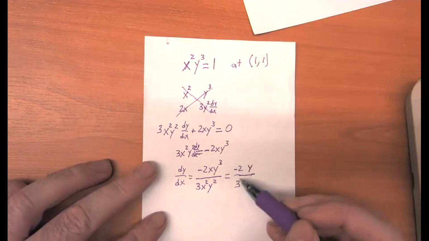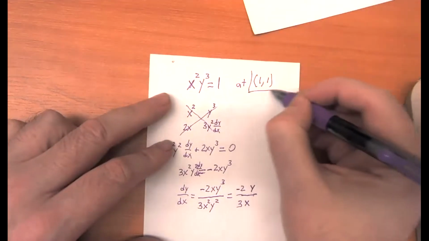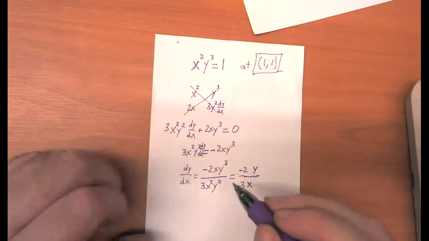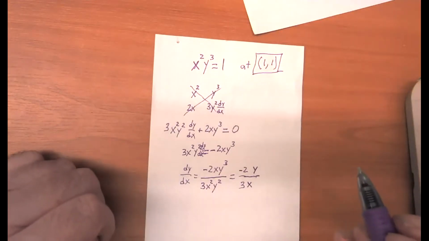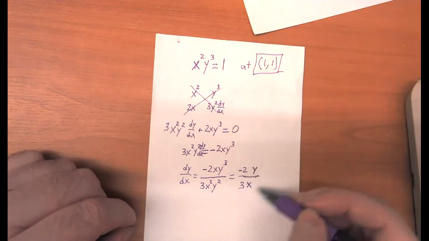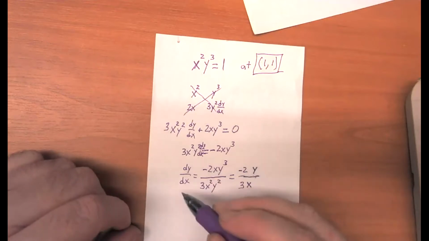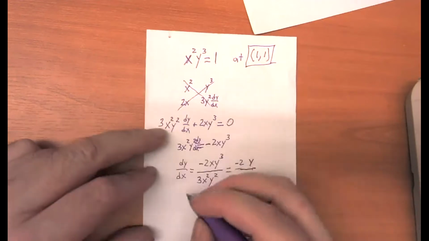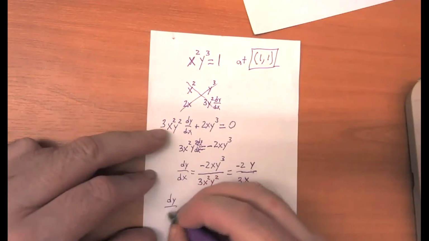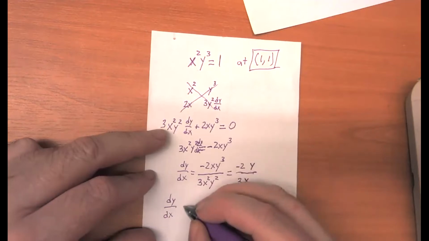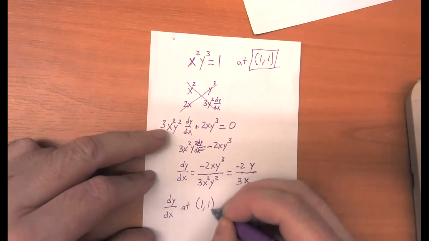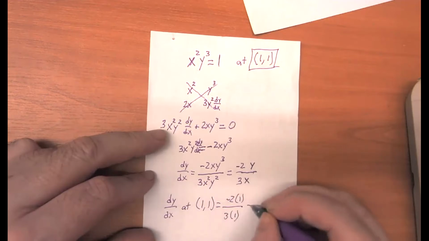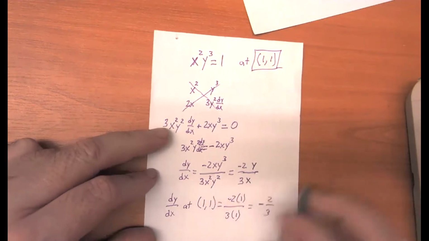So this is a good function to know, but we wanted to know at this specific point here, 1, 1, what's the slope of this function? How can we figure that out, do you think? Well, here's an expression in terms of x and y. So to figure out this slope at a specific value of x and y, we just need to plug in that value of x and y. So dy dx at 1, 1 is equal to negative 2 times 1 over 3 times 1, which is just equal to negative 2/3.